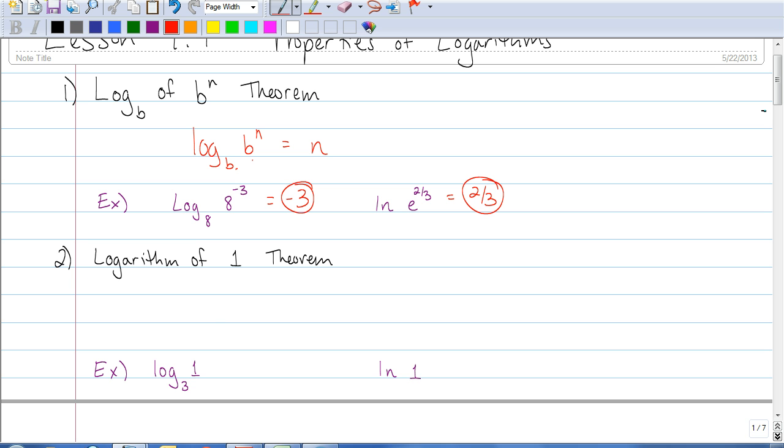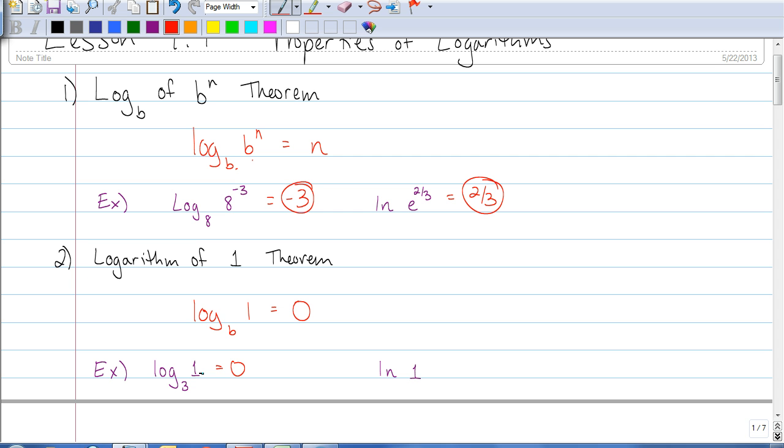The logarithm of one theorem is also an easy one to remember. It's just that the logarithm of 1 is always equal to 0. The reason for that is, remember, logarithms are equal to exponents. And so anything raised to the 0 power is always going to give you 1 as your answer. So for example, with this first one, log base 3 of 1, we know from the theorem it's going to be equal to 0, but the reason why is because 3 to the 0 power equals 1.